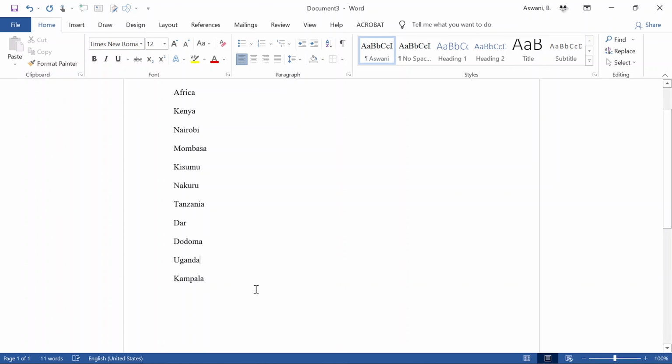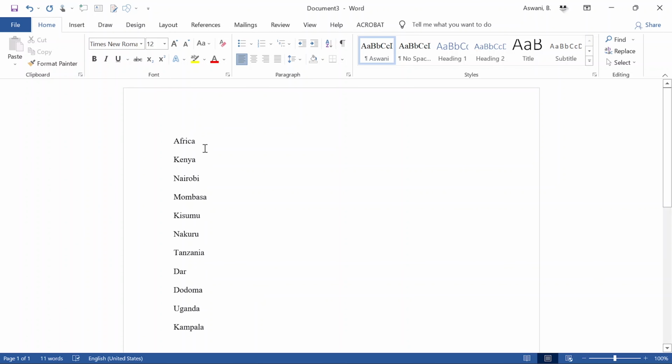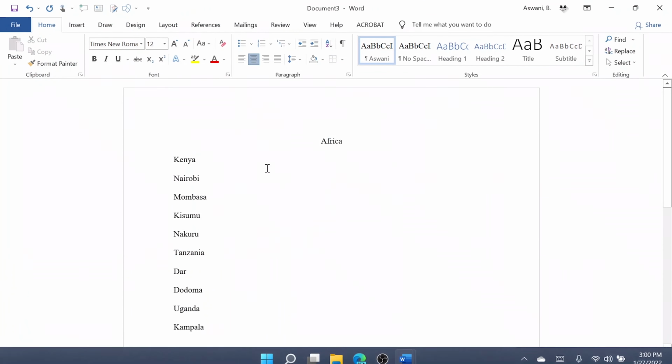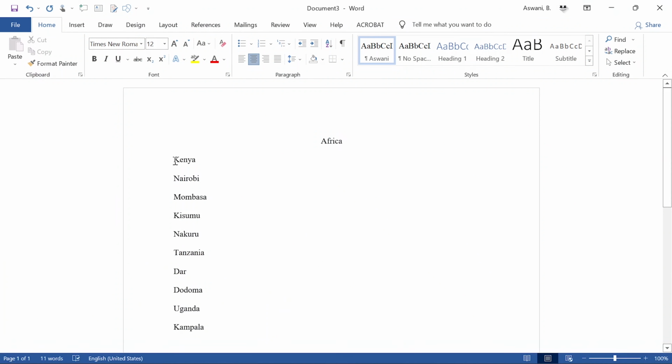Okay, so this one will mean that Africa will be the level 1. It's like the parent. Let me just confirm that we are still recording. And then we have Kenya level 2. Nairobi, Mombasa, Kisumu, Nakuru will be level 3s, because they are all within Kenya.